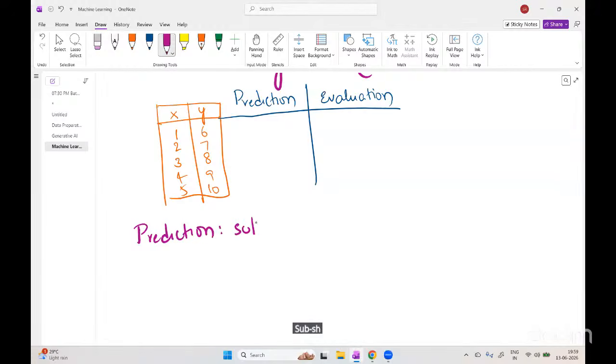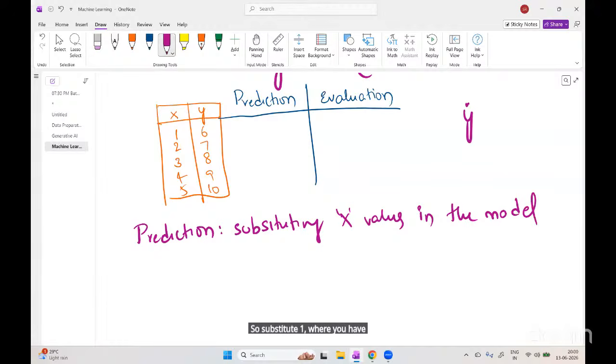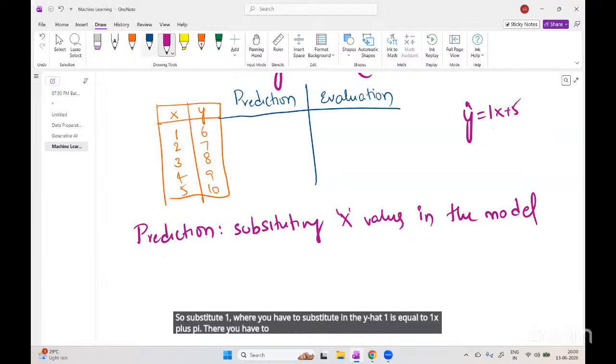Substituting X values in the model. So substitute 1. Where do you have to substitute? In the Y hat, 1 is equal to 1x plus 5. There you have to substitute the X value 1. When you substitute X value equal to 1, what is the output you are going to get? 6, 7, 8, 9, and 10.